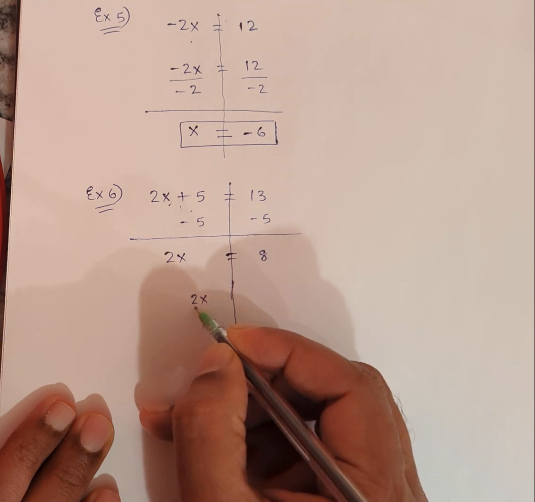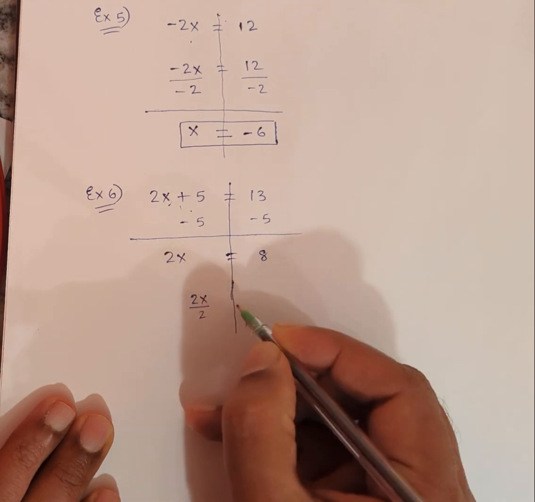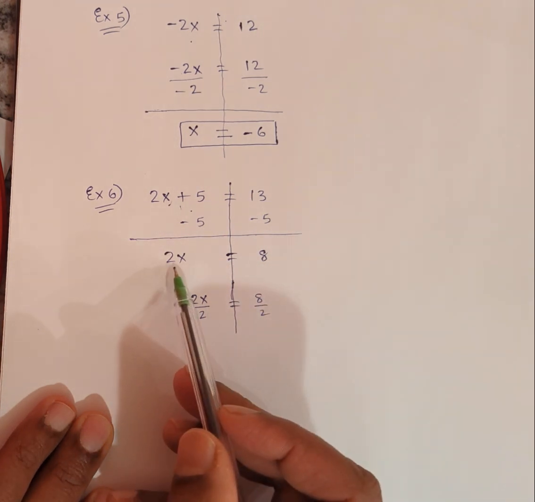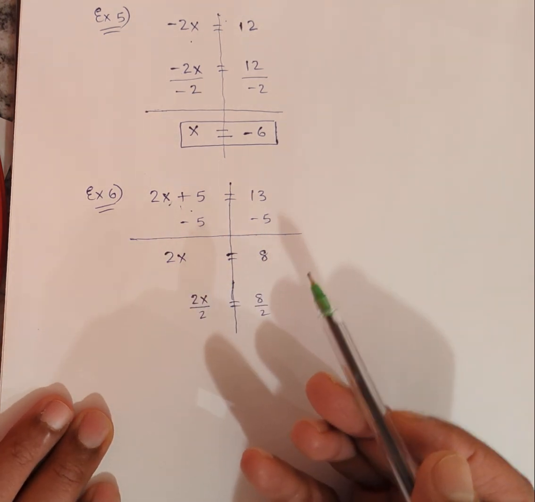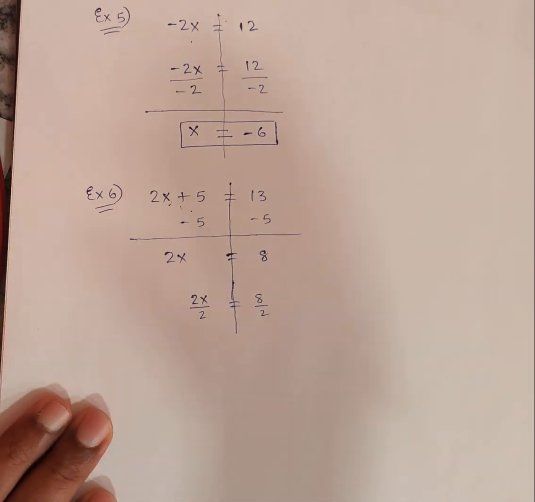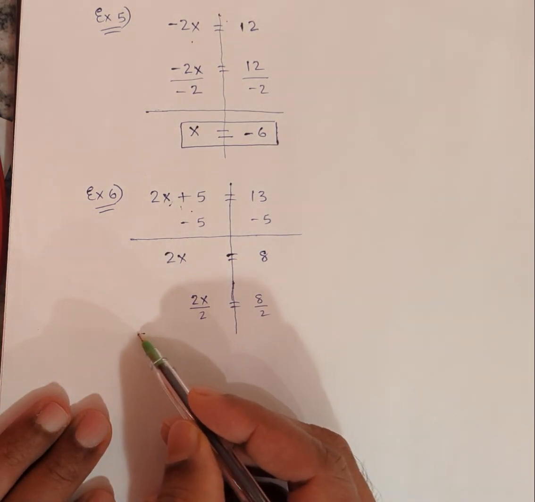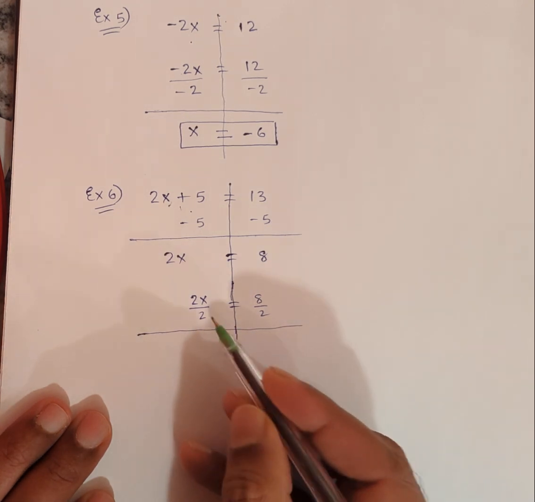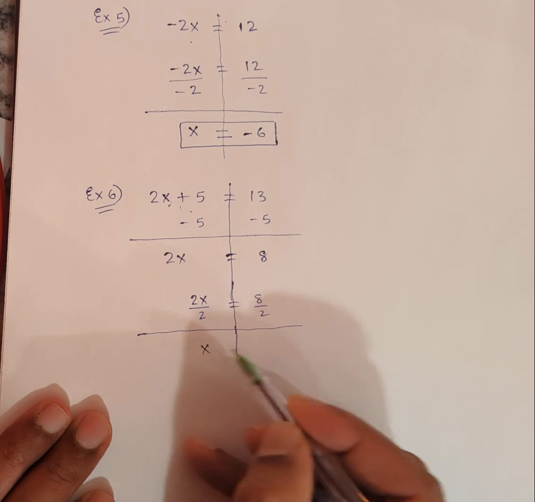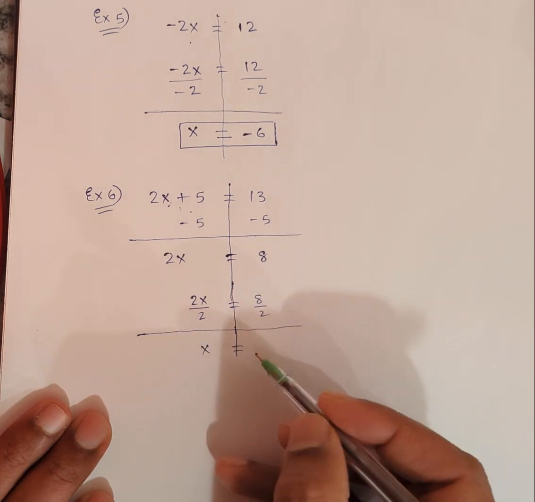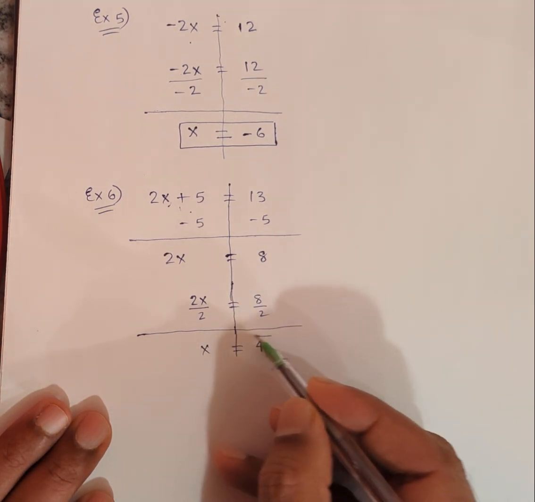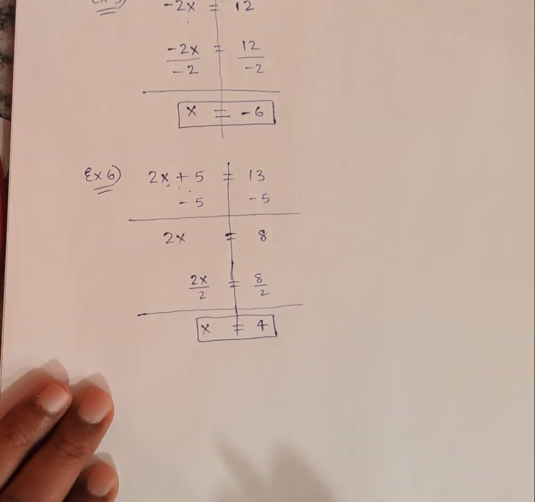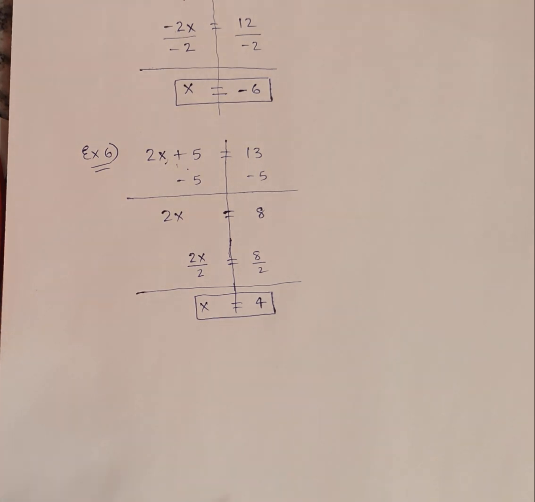The 2 is multiplied to x, so we want to divide both sides by 2. So divide this 2x and this 8. Whatever you do on one side, you got to do the same thing on the other side in order to keep the balance. So finally, we have our answer. X is equal to 8 divided by 2, which is 4. Notice it took us 2 steps. So that's why these are called two-step equations.